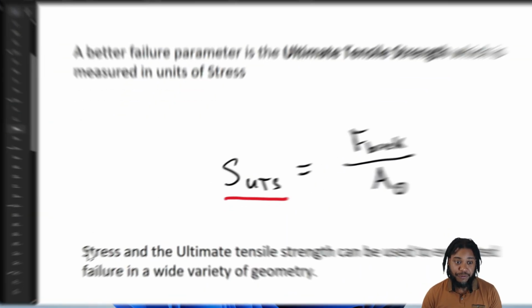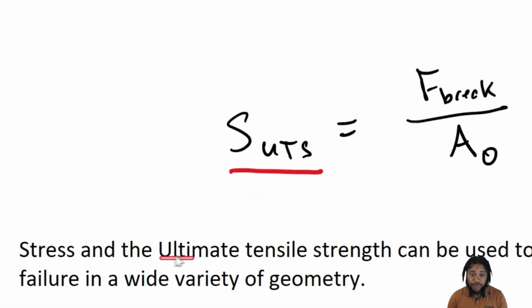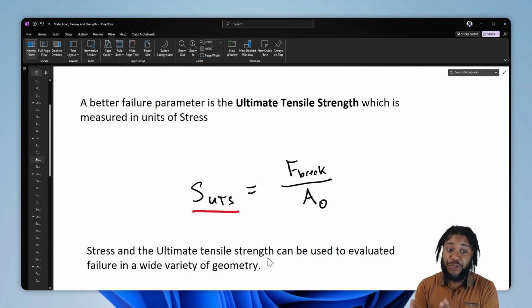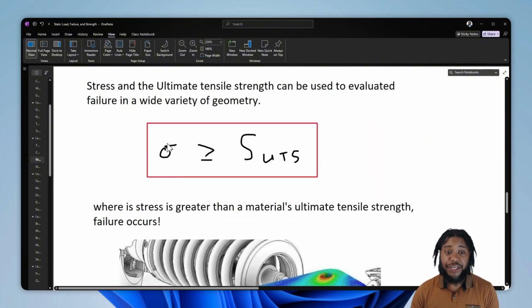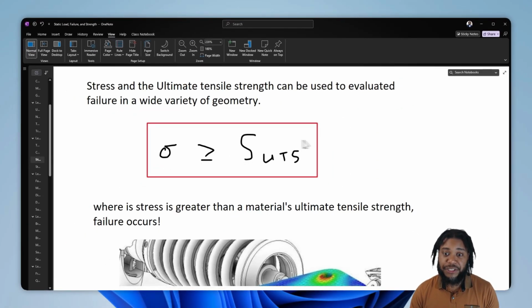Now, the combination of stress, which we can calculate from our geometry, and the ultimate tensile strength, which is a property of whatever particular material we choose, allows us to evaluate failure in a wide variety of geometries and to be able to select which material can meet the design requirements for our geometry. And so the inequality: if stress is greater than or equal to the ultimate tensile strength, then failure arises. This is our criterion for failure.